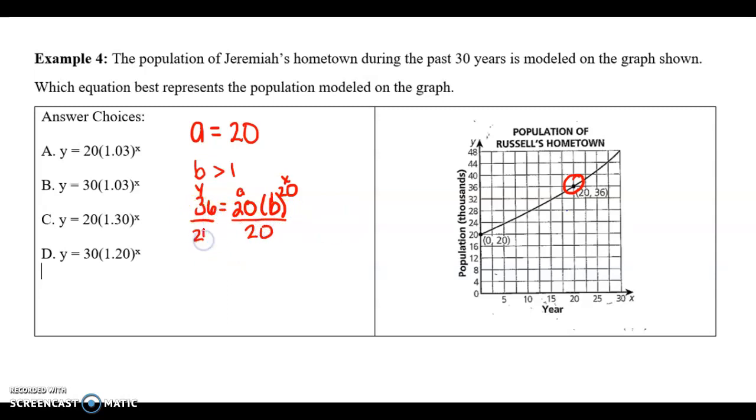Everybody's solved an exponential equation before. So 36 divided by 20 is 1.8 equals b to the 20th power. Okay, and then I don't want b to the 20th power, I just want b. So I have to find the 20th root of both of these. Okay, so the 20th root of 1.8 is going to give me b. And when I put that in a calculator, I get approximately 1.03.